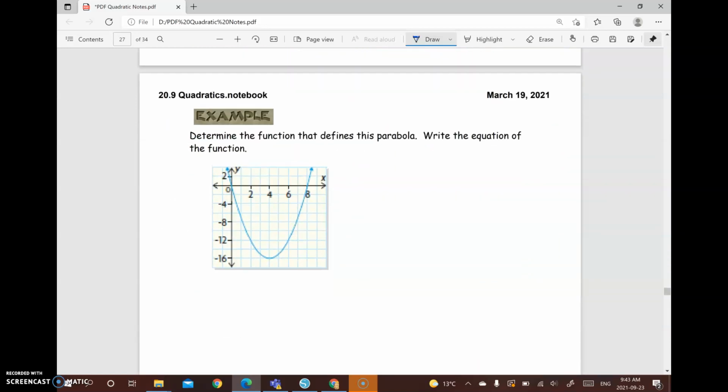Here's my next example. I'm going to try and figure out that equation using the vertex. So that's the first thing I use. Vertex is 4, negative 6. So in your equation, I'm just going to write it all out, replacing our p value and our q value. Remember that that p value is opposite.